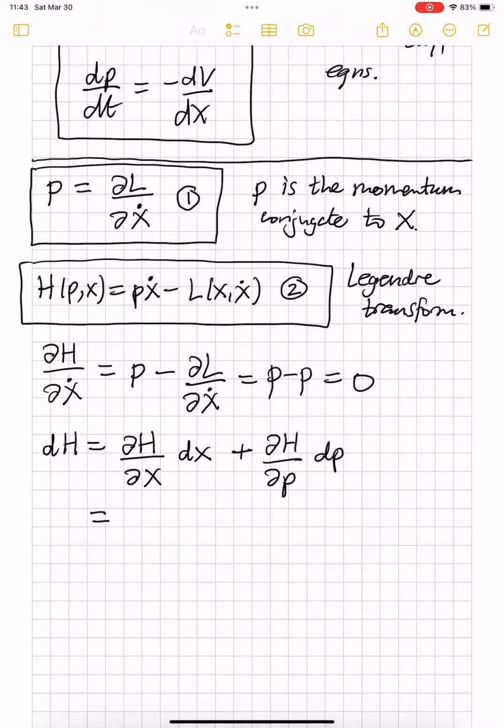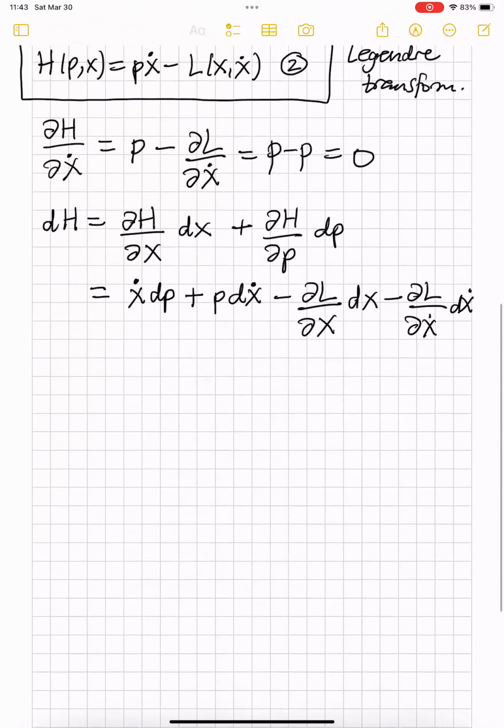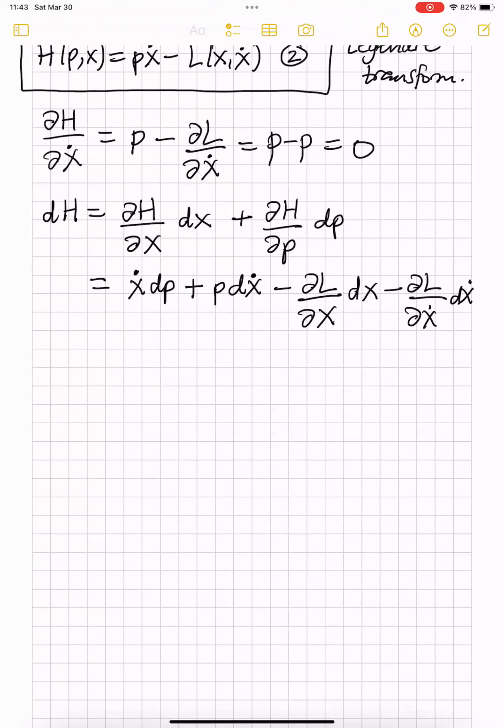So from the p x dot term, I will get an x dot dp plus a p dx dot. Okay, so I've just varied the p x dot, there's two terms, and now I can vary the Lagrangian. So I'll get minus ∂L/∂x times dx minus ∂L/∂x dot times dx dot. And I want to manipulate this a little bit. So I want to remove all reference to the Lagrangian.